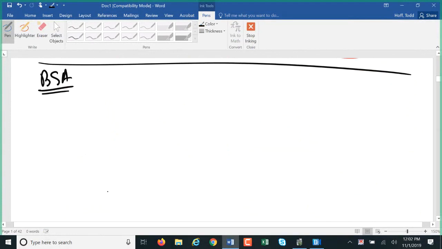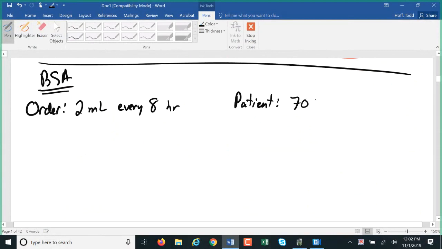The last safe dosage calculation we want to look at is safe dosages based on body surface area. Let's say I have an order for 2 milliliters to be given every 8 hours. Patient, 70 pounds and 47 inches tall.